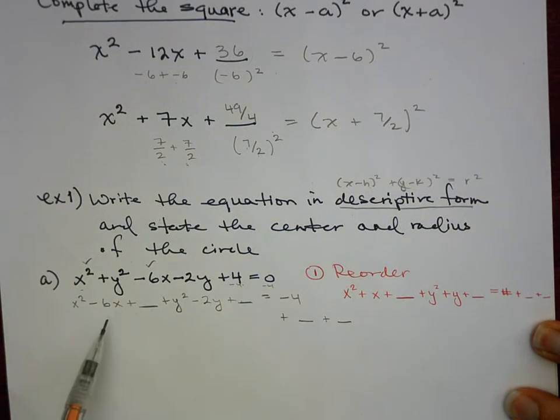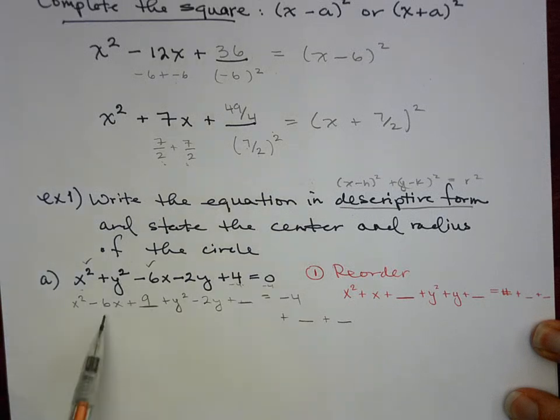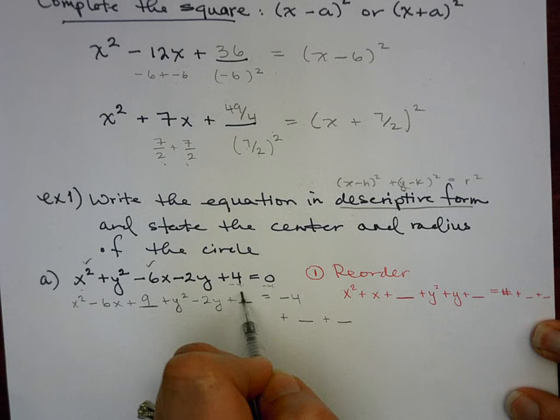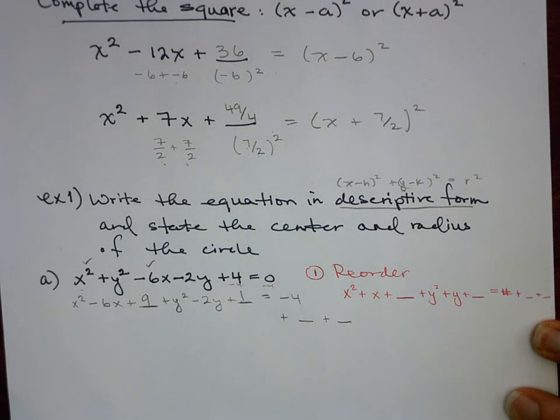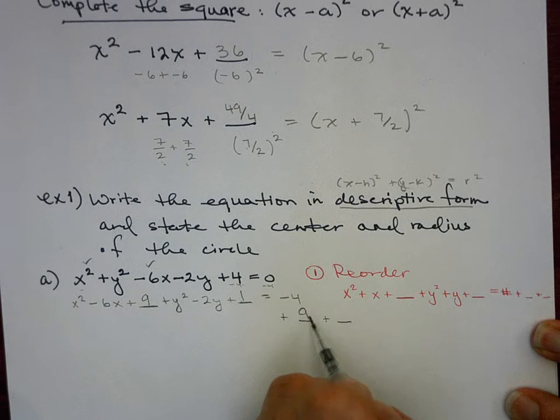So what two numbers make negative 6? It's negative 3 and negative 3. And so when I multiply them times themselves, I'll get a positive 9. So I'm taking half of 6 and multiplying it by itself. What two numbers make negative 2? Negative 1 and negative 1, which make positive 1. So if I add 9 and 1 here, I have to also add it to the right side.